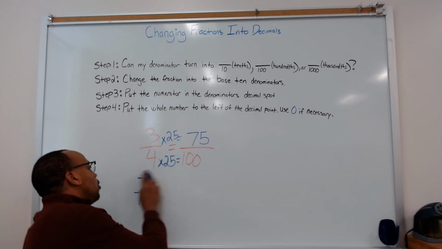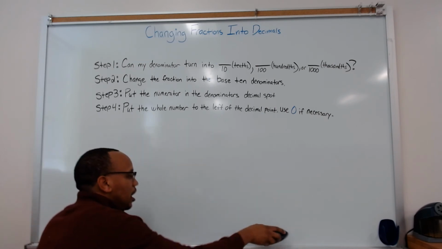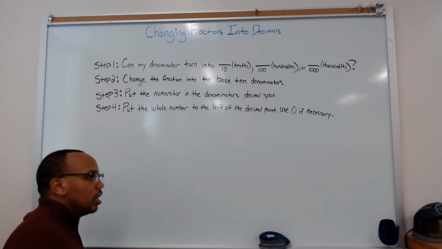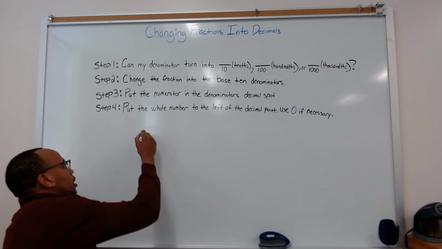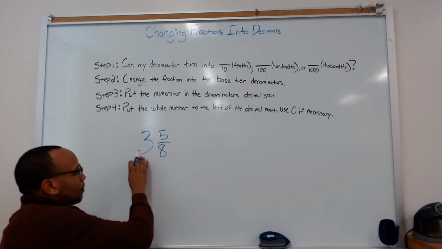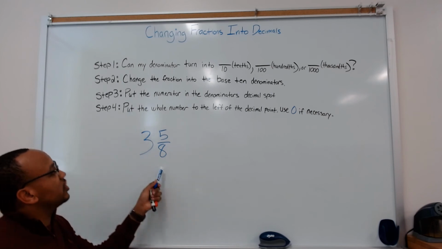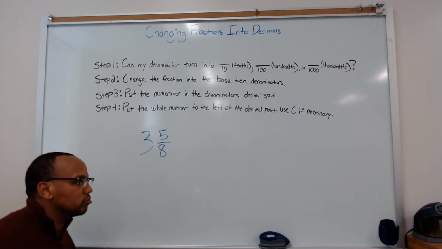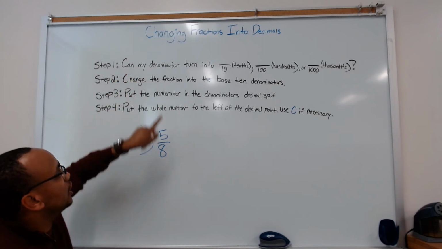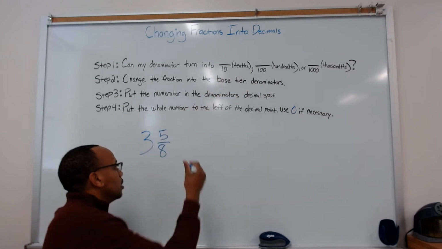Now I'll do you one more where we're converting to thousandths. All right. This time I'll give you, let's say, 3 5/8. This time I gave you a whole number. All right. But I'm going to change that fraction into a decimal. Same steps apply. Can my denominator, 8, turn into tenths, hundredths, or thousandths?